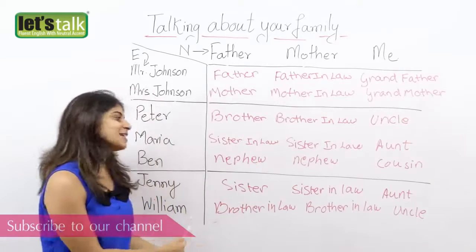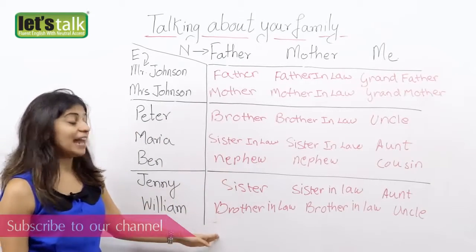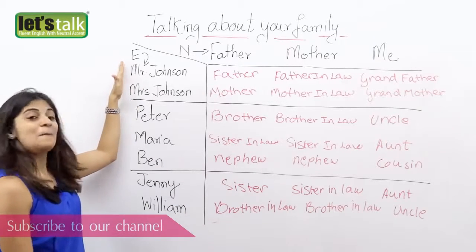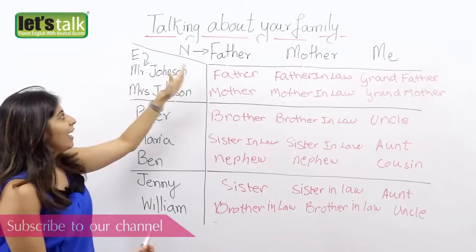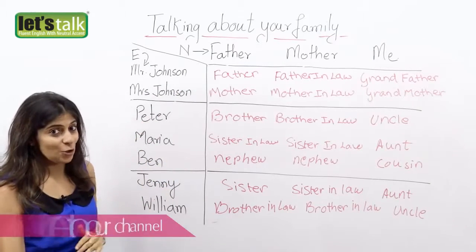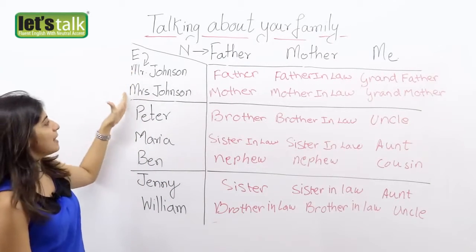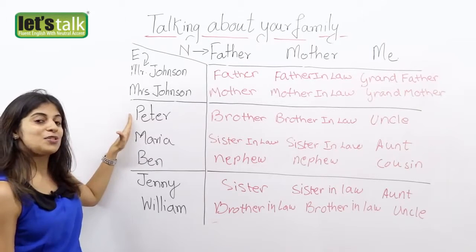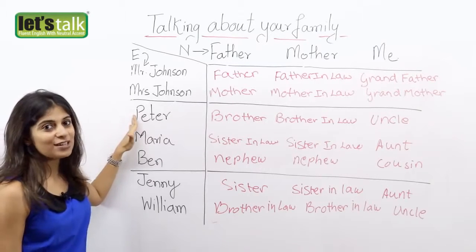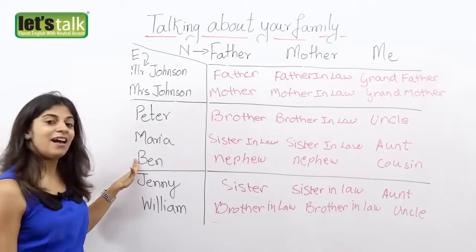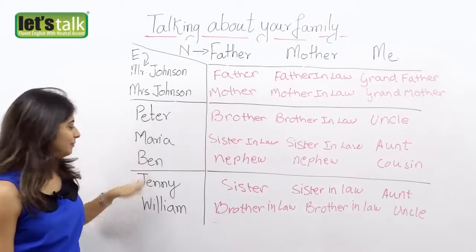So I hope this explains it to you in detail, and if you want to talk about them, you can always say that my grandfather is Mr. Johnson. His name is Mr. Johnson, and he is a retired person, whereas I have an uncle whose name is Peter, and he works for a company, and Ben is my cousin who goes to school.